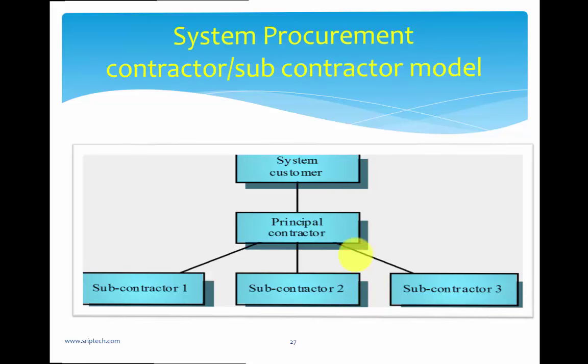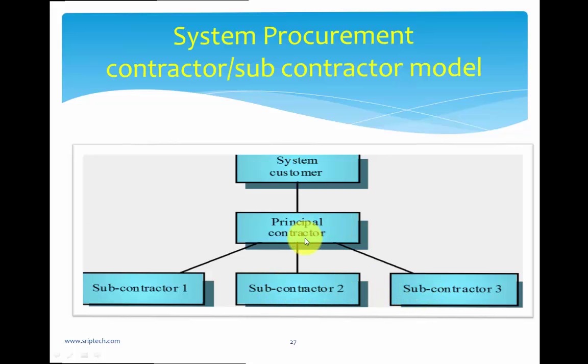Okay. Now here there are two things which you have to understand. You are the system customer, because you are the customer who is going to buy the system. For example, I am going to buy a biometric system and I'll have a principal contractor with me. The principal contractor will in turn have subcontractors. Who are these subcontractors? Subcontractors are the people who will supply subsystems to the principal contractor. I will only be talking to the principal contractor. The principal contractor in turn will talk to all the subcontractors.